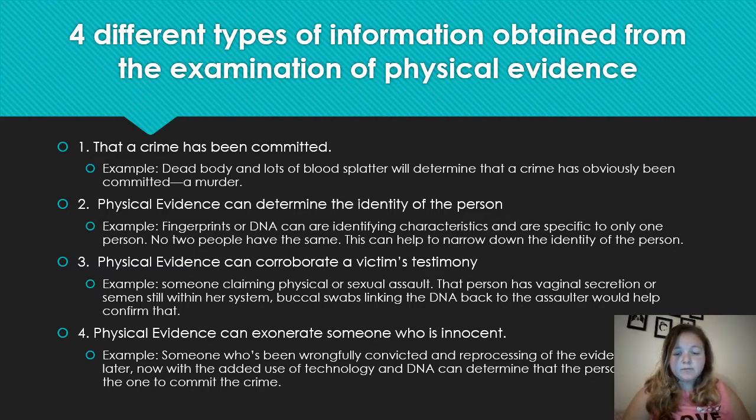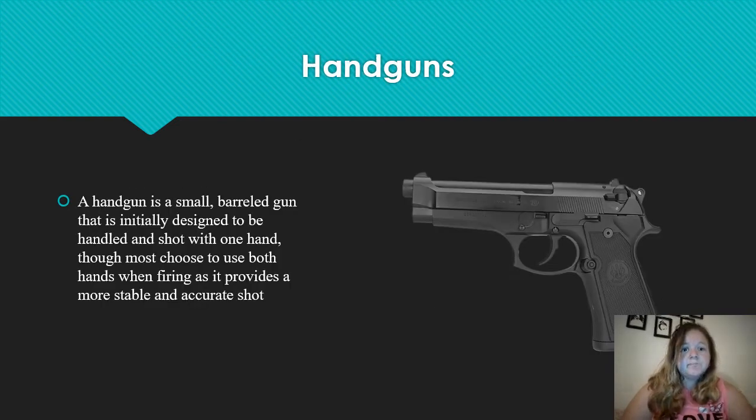It can also exonerate someone who's innocent, so somebody who has been wrongfully convicted of a crime, and then later on down the line there's reprocessing, there's DNA analysis, there's a lot more options as far as being able to back that up. And then it can very easily determine that the person who is in jail did not commit that crime, that the DNA did not link him to that crime. So that is those.